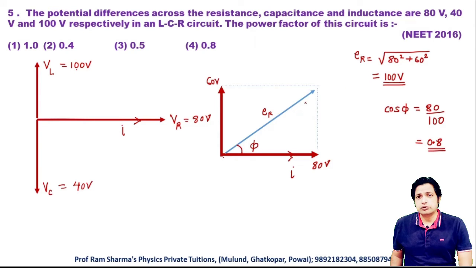So cos of phi will be equal to adjacent upon hypotenuse, that is 80 by 100, that turns out to be 0.8. So this is the final answer, fourth option, right?